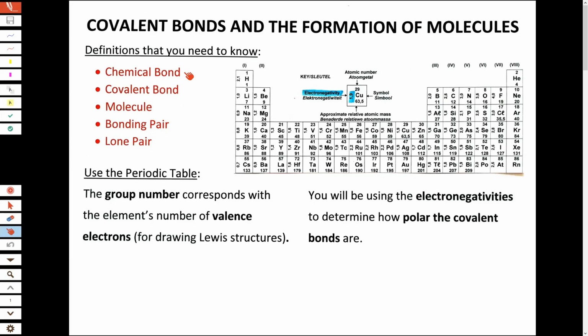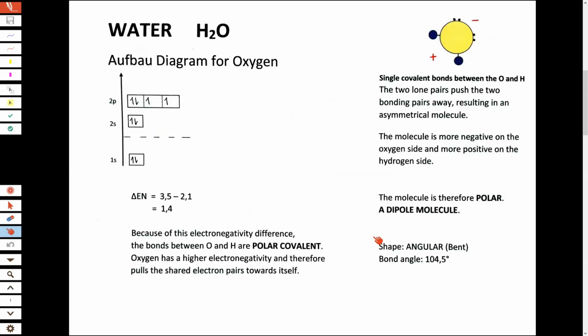I also want you to take note of electronegativity on the periodic table and where it is located for each element, because that is quite important for this lesson. And we are going to use the periodic table to see how many valence electrons each element has. The number of valence electrons corresponds with the group number. You will be using the electronegativities as well to determine how polar covalent the bonds are.